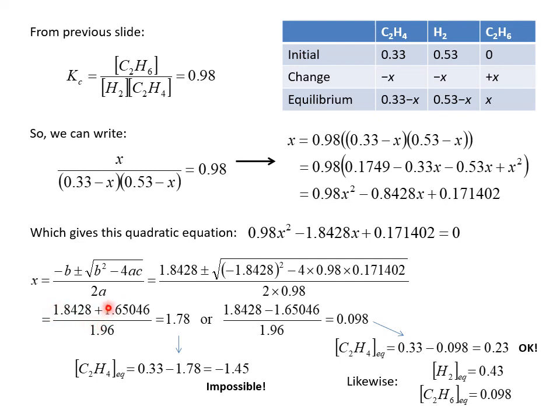We either have an equation where the plus minus is plus, or we have the equation where the plus minus is negative. So, let's do the plus first. That gives us an answer for x is equal to 1.78. Now, is that possible? Well, no, because 1.78 is bigger than the concentration we started off with of either one of our reactants. So that is impossible because it gives us a negative value for our concentration of our species at equilibrium, which is ridiculous. Okay, so it can't be this one.